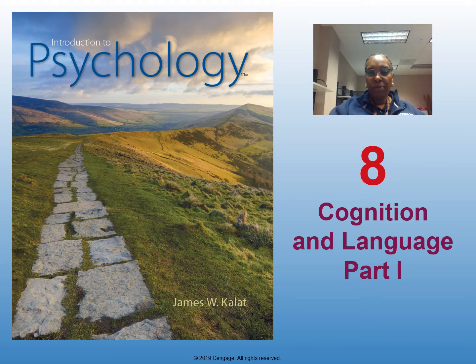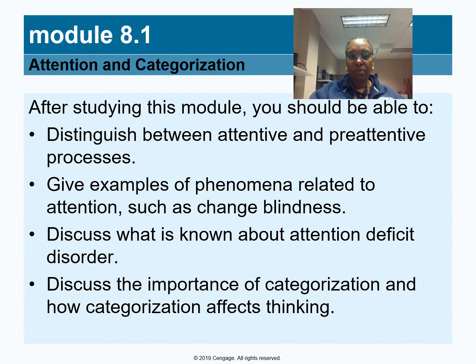This will be covering Chapter 8, Cognition and Language. We will be covering in Module 8.1 ways to be able to distinguish between the attentive and pre-attentive processes. We'll be looking at things such as change blindness, as well as other issues that relate to attention. We're going to talk more about attention deficit disorder, as well as learning how to categorize our ways and the effects of the ways we think.